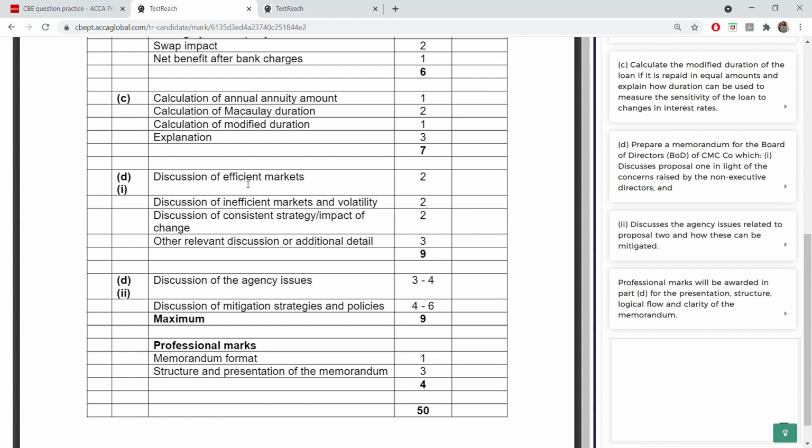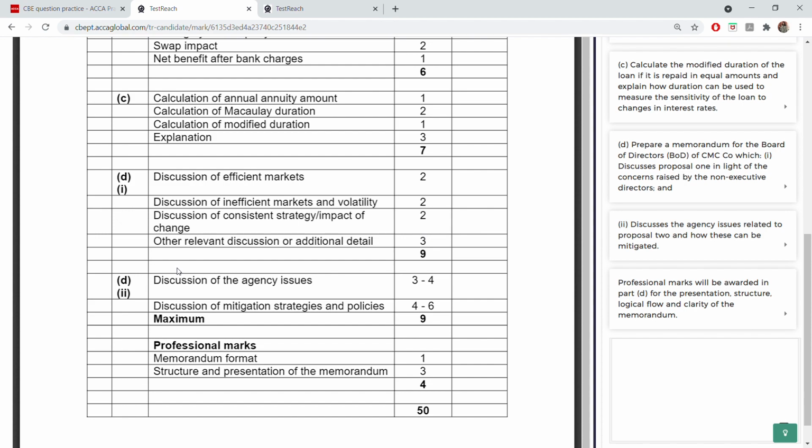Why are we talking about efficient market here? Because when they say that hedging is important or not, we have to refer this to the efficient market. Whether the market is efficient or not. If the market is efficient, no need to hedge. If the market is not efficient, better to hedge. That's why. So discussion of inefficient market and volatility, 2 marks. This you can write in different paragraphs, okay? Discussion of consistent strategy and impact of change, 2 marks. Other relevant discussion or additional detail, 3 marks.